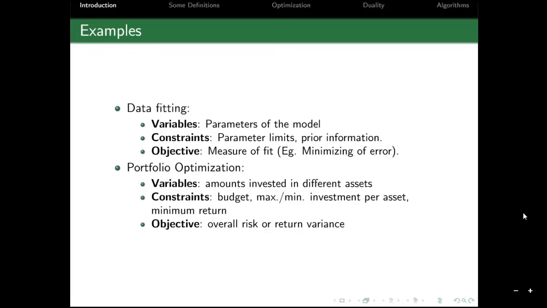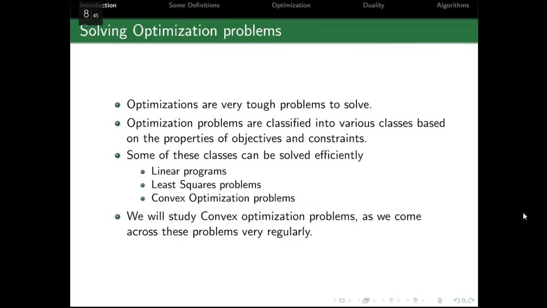We have seen what optimization problems are and we've seen some examples. Now the next big question is, how do we solve them? Optimization problems are very difficult problems to solve in general. Optimization problems are classified into different types based on the properties of objectives and constraints. Some of the examples are linear programs, least square programs, and convex optimization problems. These problems are well studied and can be solved efficiently. Not all class of problems can be solved very efficiently. In this tutorial, we will be covering convex optimization problems in detail.